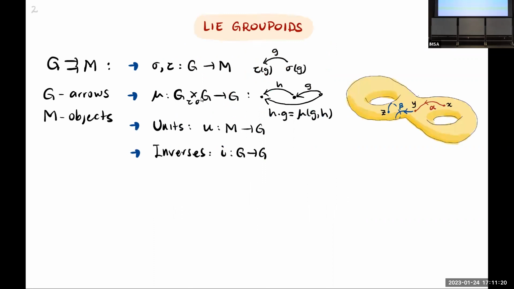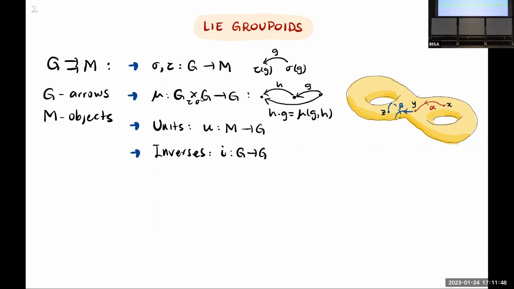Okay, so let me just quickly remind you about my object. I work with groupoids. These are two manifolds G and M. You can think that M is the space of objects and G is the space of arrows. Then you have two surjective submersions, source and target. Sigma is the source and target is tau, which tell me the beginning of each arrow, the source, and the end of the arrow, the target.